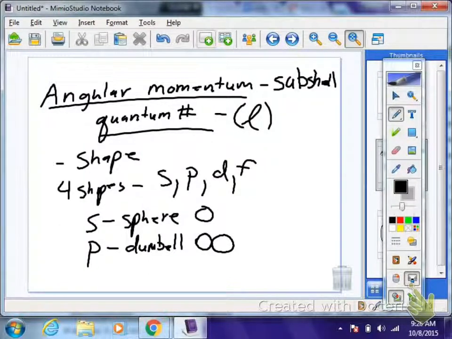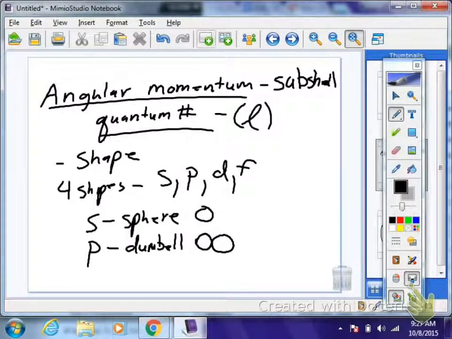So what we're doing with the angular momentum quantum number, which is called a subshell, is we have 3 or 4 possible subshells, S, P, D, and F, and they all have different shapes. I cannot show you D. I can't show you F. They do have D in the book that you can look at. All right?